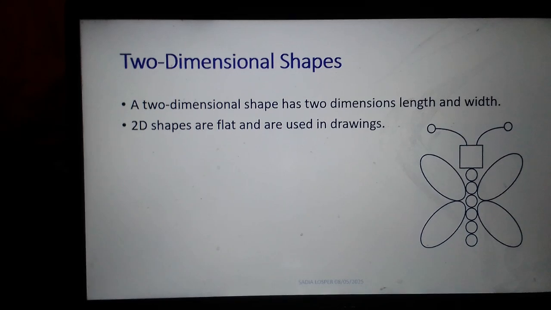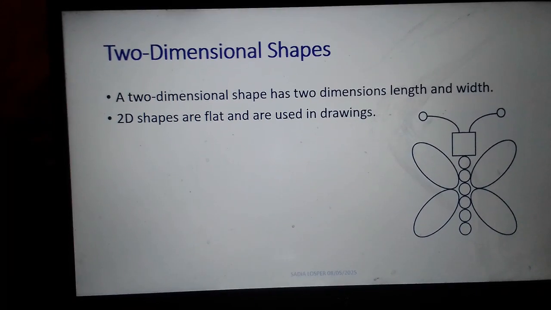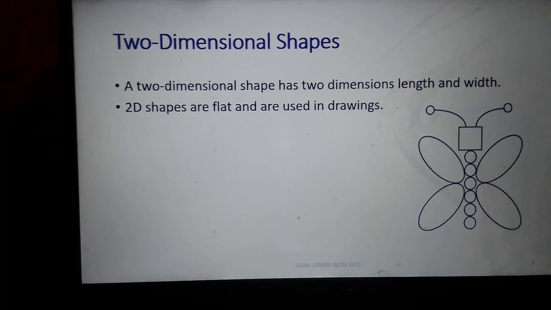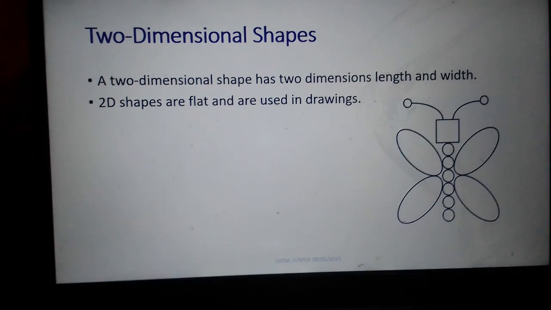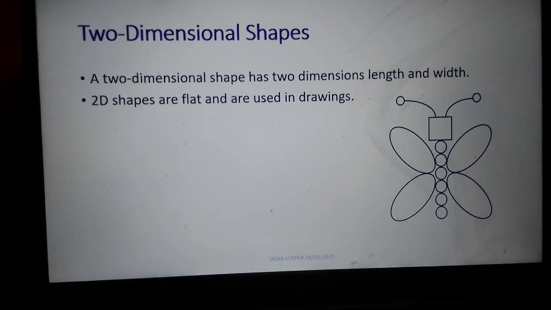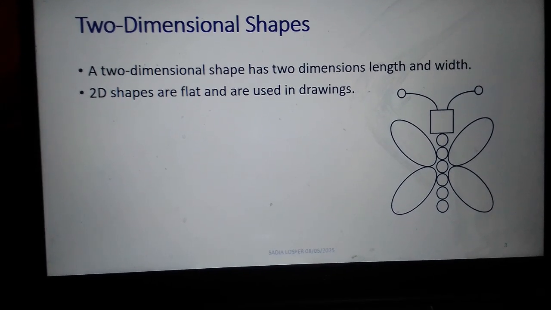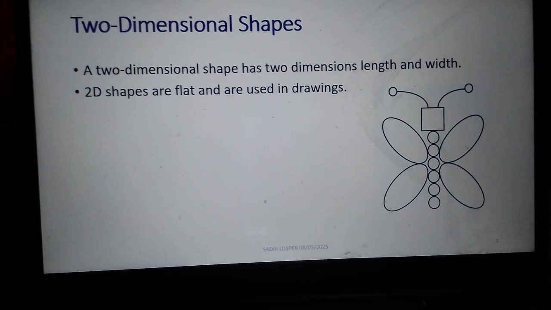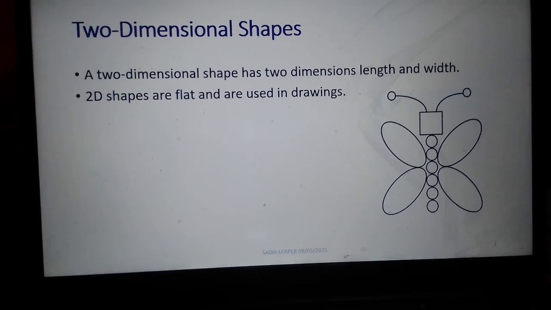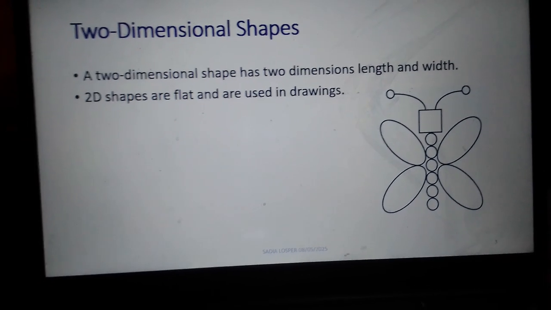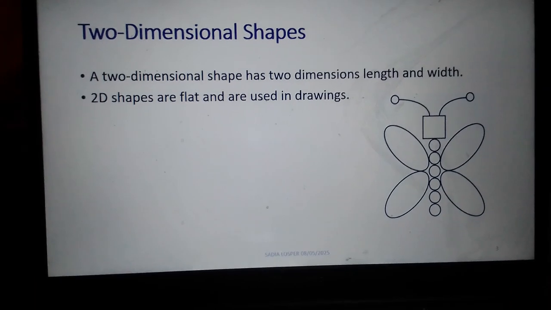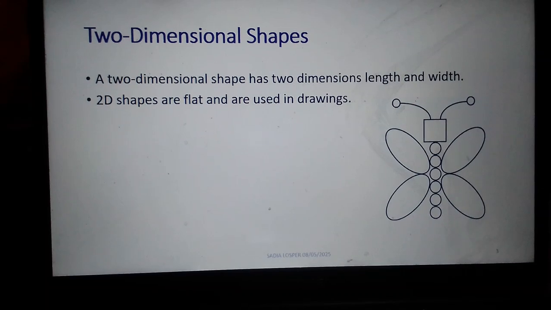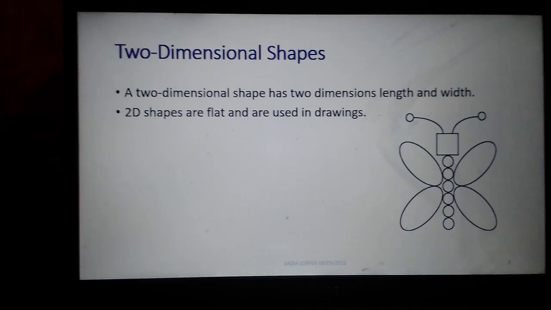So 2D shapes are flat and are used for drawings. As you can see in the butterfly here, all the shapes in the butterfly are 2D shapes. It's flat, it's thin. A 2D shape has only two dimensions, so you can't see how thick it is.